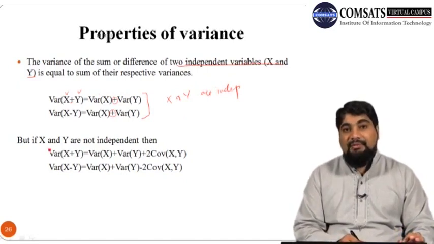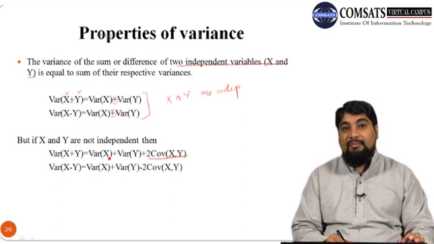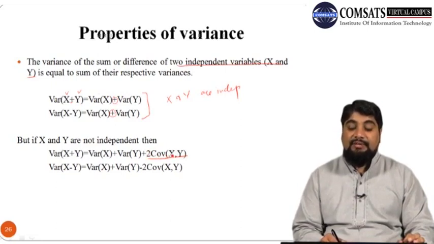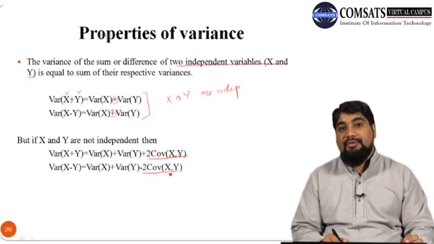But if x and y are dependent, then we need to add the covariance factor as well. So the variance of the sum of two random variables will be variance of x plus variance of y plus 2 times their covariance of x and y. And similarly, in case of variance of x minus y, we will have this last term as minus 2 times covariance of x and y.